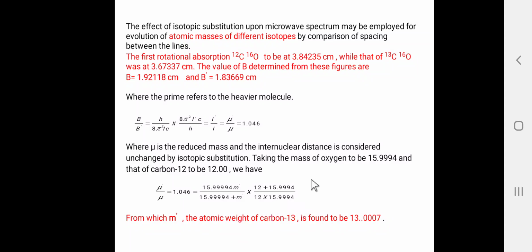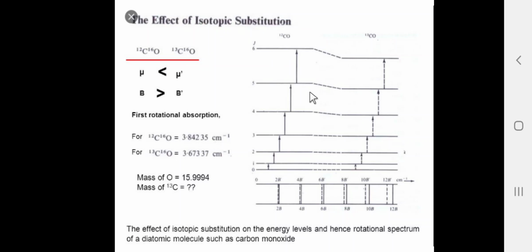So, with the help of the rotation spectra or the microwave spectra, we can find out the atomic mass of the isotope. This is the important application of the rotation spectra. So, let us consider the diagram, the effect of isotopic substitution. Here again carbon monoxide where the carbon 12 is used, and carbon monoxide where the carbon 13 is used. So, mu is less than mu dash, while B is greater than B dash.